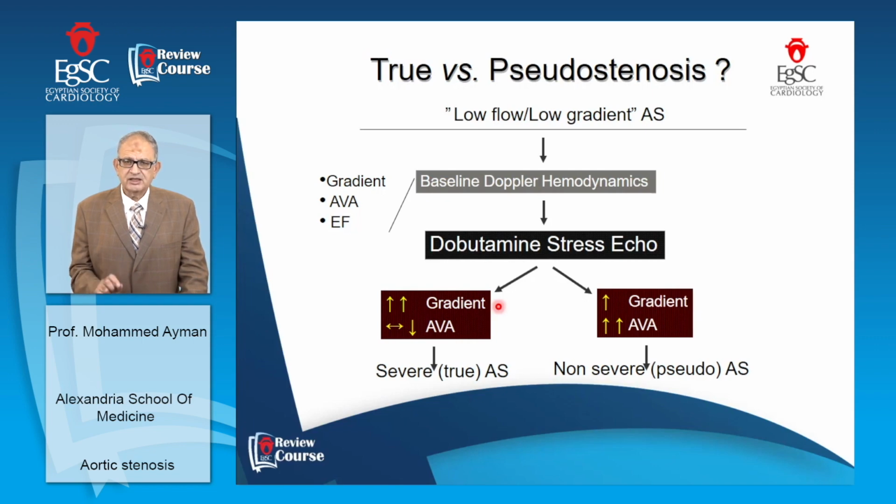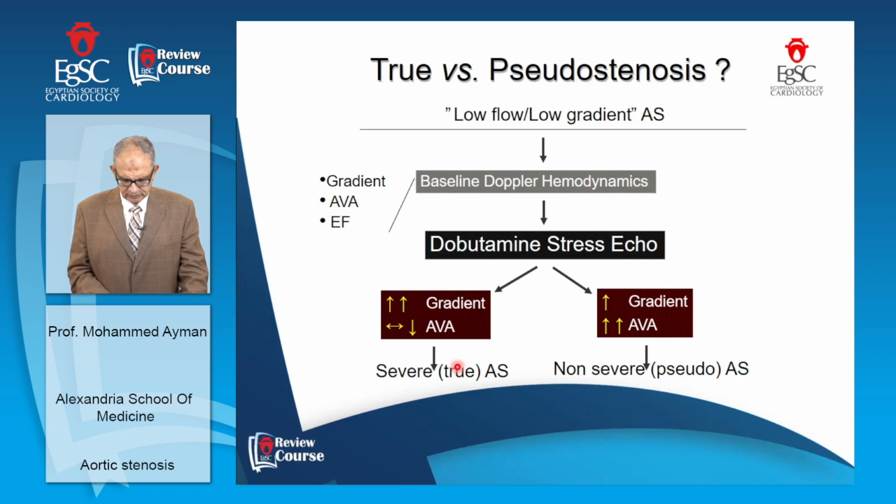So if we are dealing with a true aortic valve stenosis, we are going to expect that the gradient is going to increase and the aortic valve area is going to remain low or small or even become worse. So this is a severe true aortic valve stenosis.